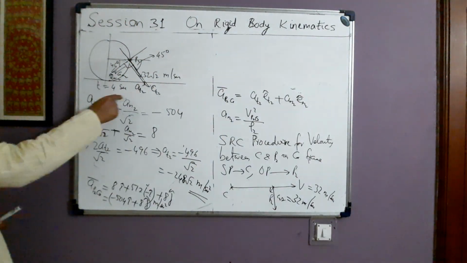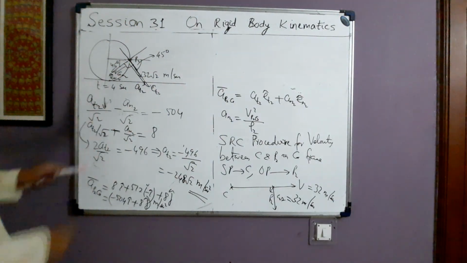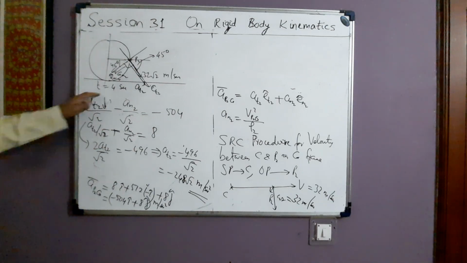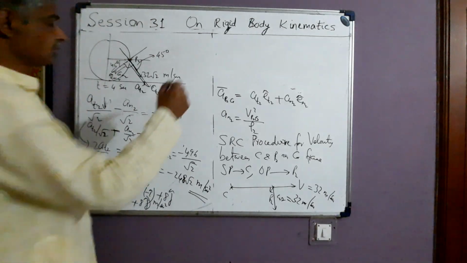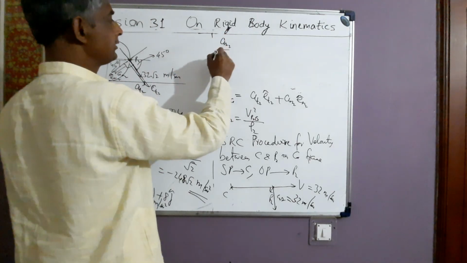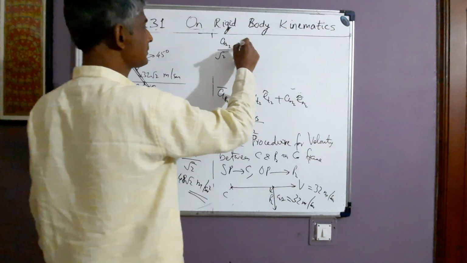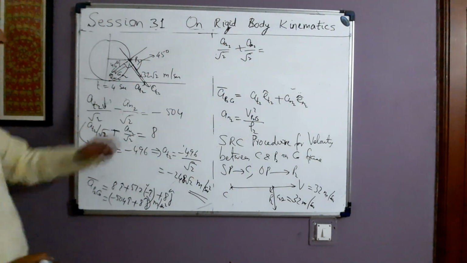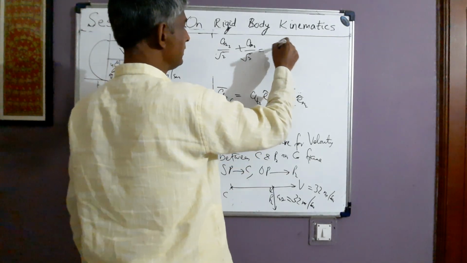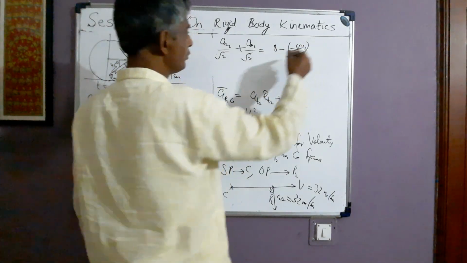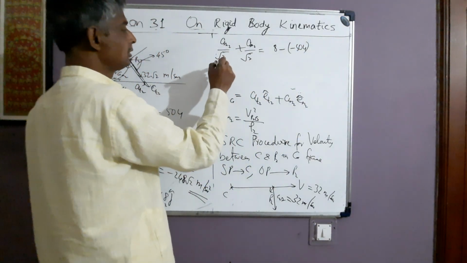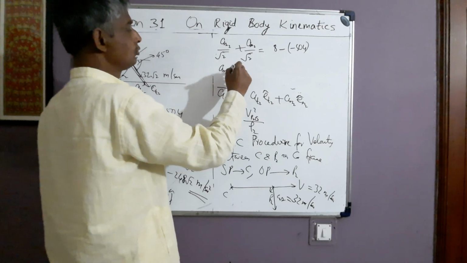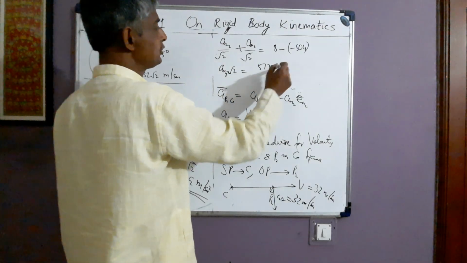Now I subtract them. This one is this, I get the normal component. This term goes over. This one becomes how much? And 2 by root 2 plus, and 2 by root 2 becomes 8 minus 504. That becomes 8 minus 504. So this becomes how much? And 2 root 2 equal to 512.